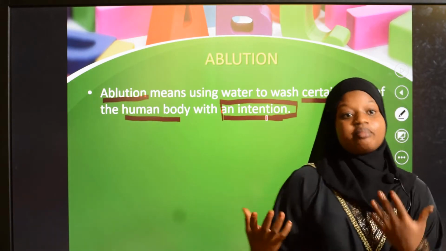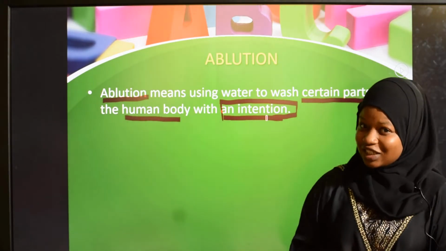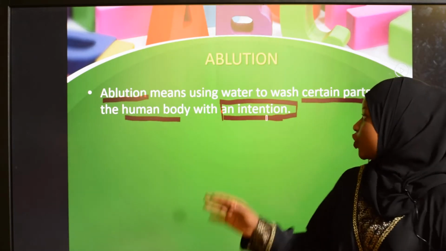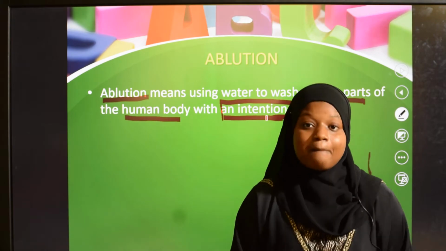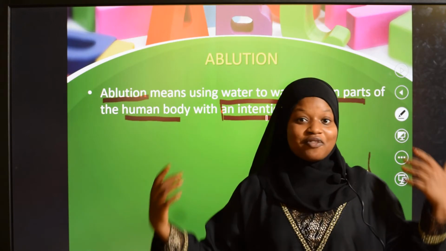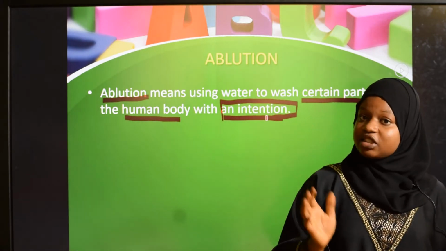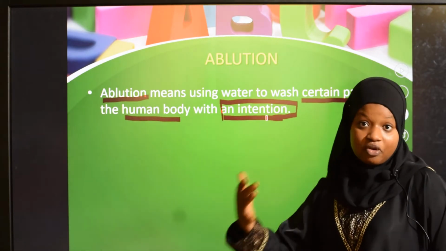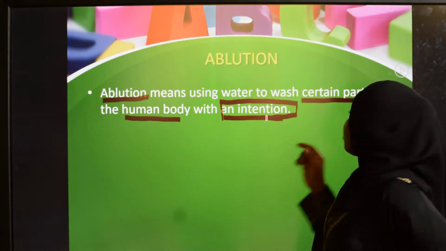Why? Because you can bath. You can decide that I'm going to wash my face. But if you don't have an intention of performing ablution, then it is not considered as what? Ablution. So you have to have an intention before you perform ablution. You can bath, and that's one way to use water. Some people bath their certain parts. They don't bath all their body. So if they do this and they don't have any intention, then you cannot say the person is performing ablution. But if the person says, I'm going to perform ablution, or I'm having the intention of performing ablution, then he is what? Performing ablution.